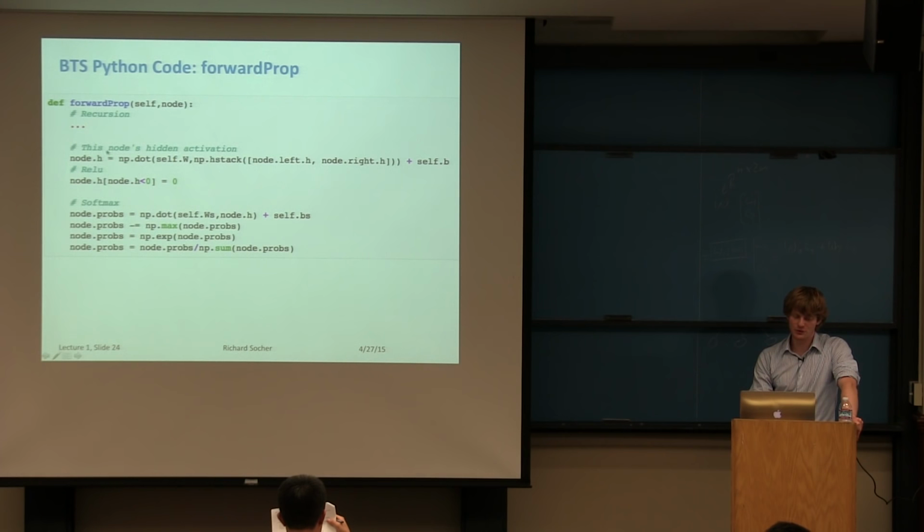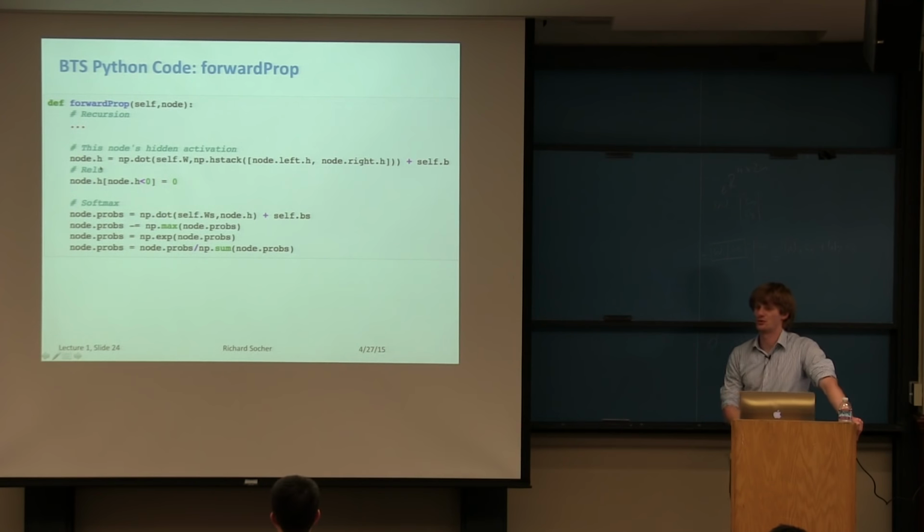But basically, to compute the hidden activation for a specific node, we just stack here these two, the left child and the right child, and their hidden activations, which in the beginning, again, could just be word vectors. And then we just have a dot product, or multiply this W matrix times this concatenated child vector. So that's fairly straightforward. And then we add the bias term here, and then we apply our element-wise nonlinearity, which in this case could be the ReLU, could be tanh, and so on.